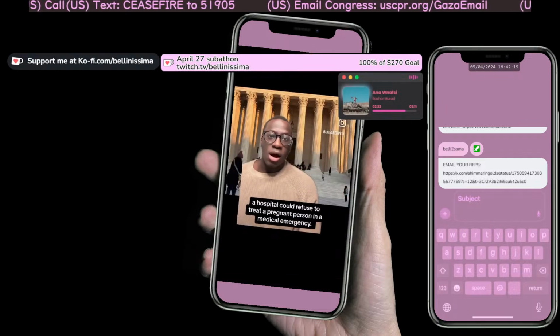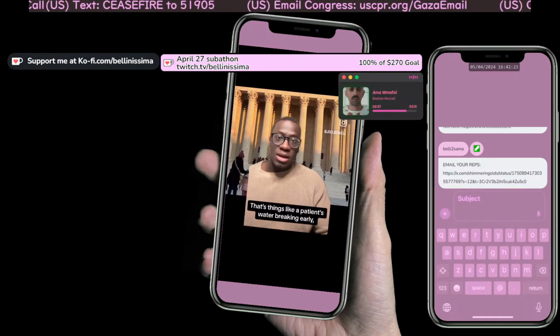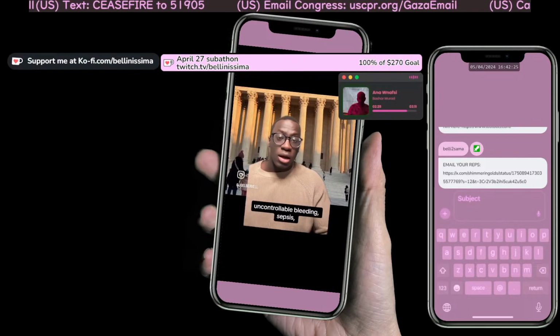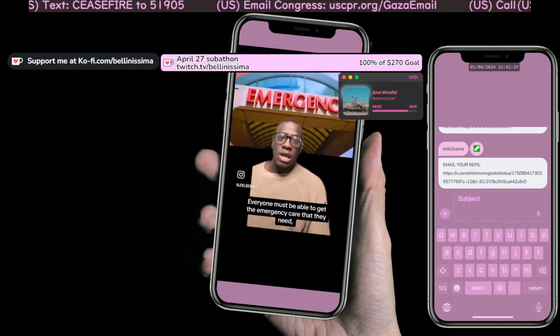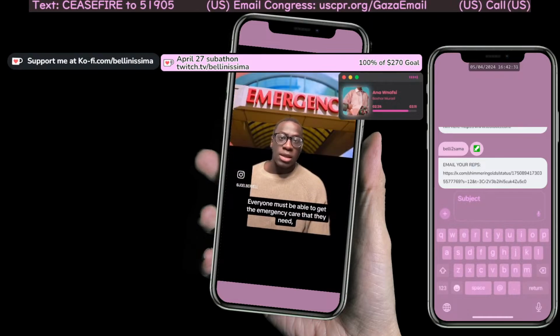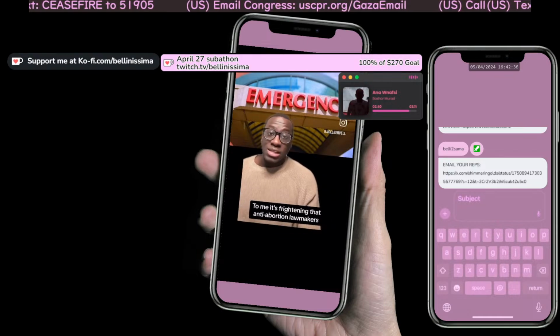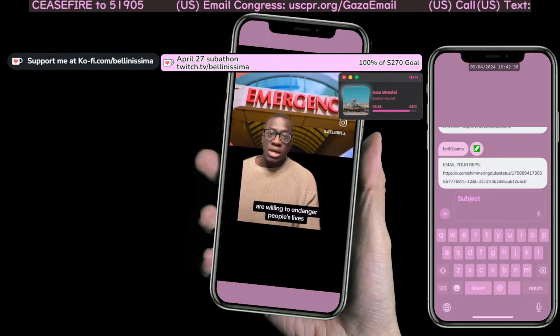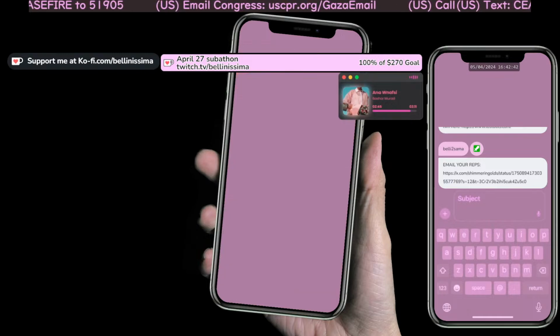Without this law, a hospital could refuse to treat a pregnant person in a medical emergency. That's things like a patient's water breaking early, uncontrollable bleeding, sepsis, preeclampsia, and so much more. Everyone must be able to get the emergency care that they need, including pregnant people who need an abortion. To me, it's frightening that anti-abortion lawmakers are willing to endanger people's lives, especially when it comes to medical emergencies.